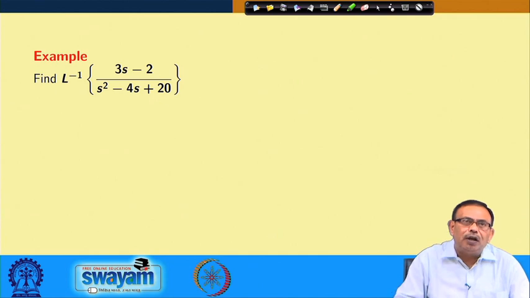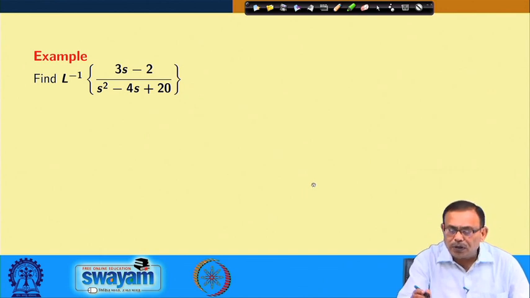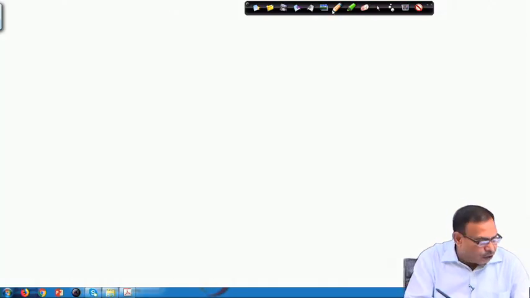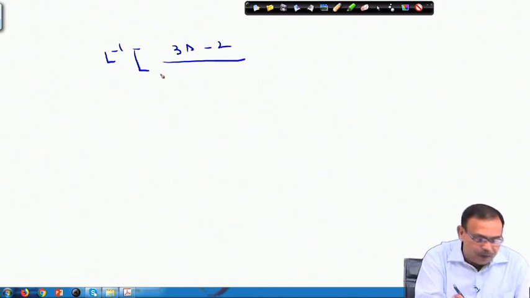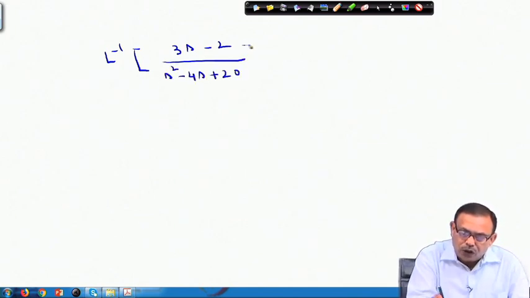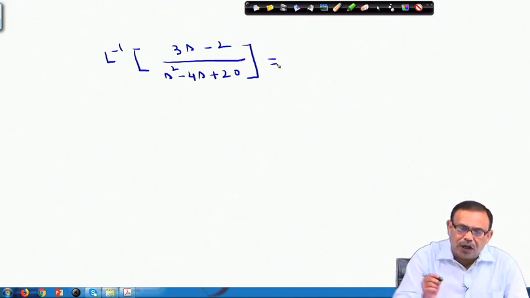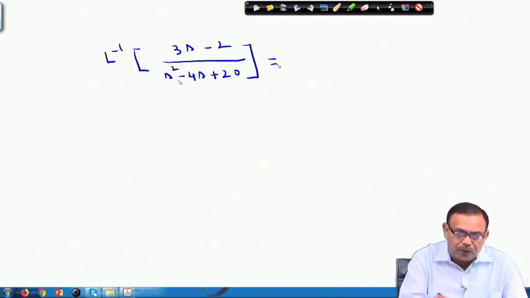Now, let us see one example. We want to find out the Laplace inverse of this function, 3 s minus 2 by s square minus 4 s plus 20. To find the solution, Laplace inverse of 3 s minus 2 divided by s square minus 4 s plus 20. So, basically I have to bring it into linear scales, that means I have to break it into parts, so that I can write it in some other way.